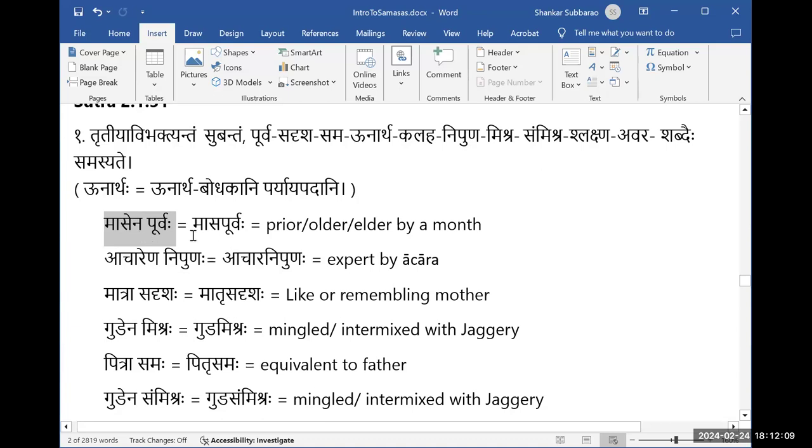Masa Purvaha. So which month are you born in? I was born in January. I was born in December. So I'm what? Masa Purvaha. Understand? Masa Purvaha just means prior by a month. Or maybe it's some project where it's going to finish. You have to finish by April. Finishes in March. You can say what? Masa Purvaha.